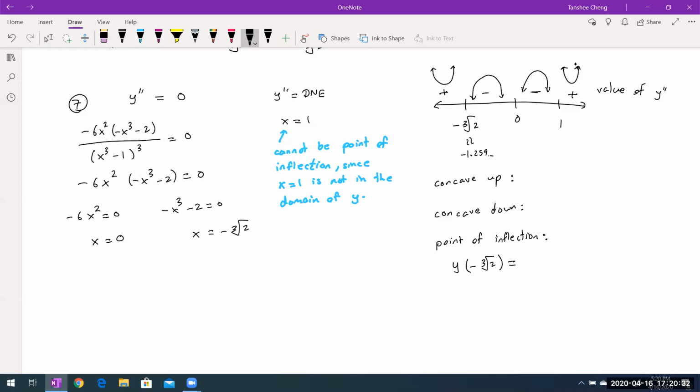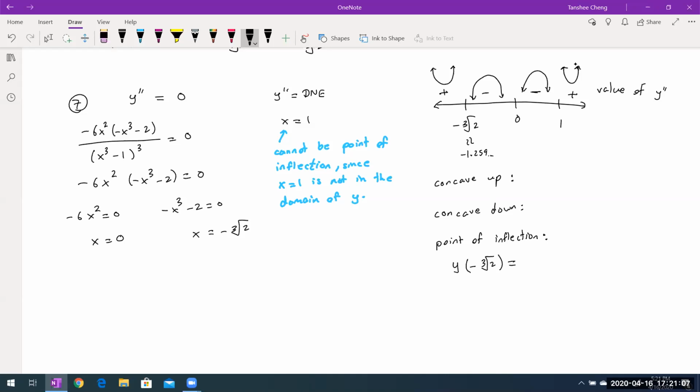And the reason why you need to look at this is because only if you find out both zeros and the DNE part, then you can properly put all the info on the real number line. Okay? And once again, x equal to 1 cannot be a point of inflection, right? Because remember, these are all possible points of inflection after we check the concavity. So this cannot be a point of inflection because x equal to 1 is not in the domain of the original function y.